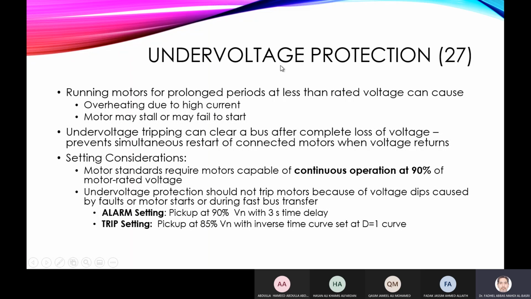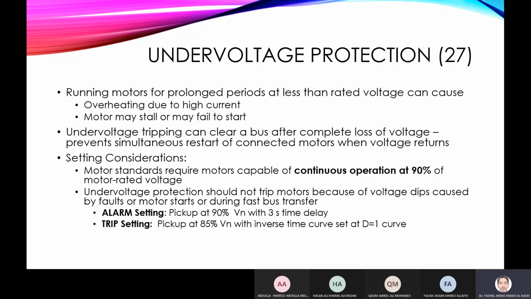So when you set this under voltage protection, you should consider the following: normally, by motor standards, motors are able to continuously operate at 90% of the rated voltage. If the voltage is within 90% of rated voltage, it is fine. You shouldn't take any action, because motors are designed to operate down to 90% continuously with no issues. When the voltage drops below 90%, we call it an under voltage situation.